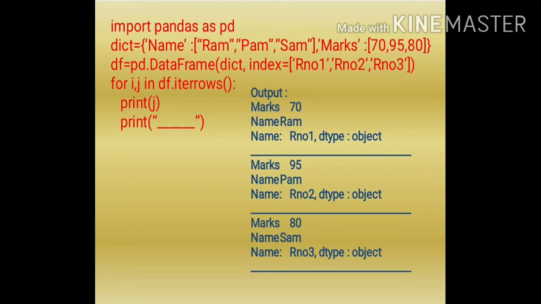Now till here it is clear. We have 3 indexes, roll number 1, roll number 2, roll number 3, and 2 columns, name and marks. In the name column, Ram, Pam and Sam will come, and in marks 70, 90 and 80 will come.